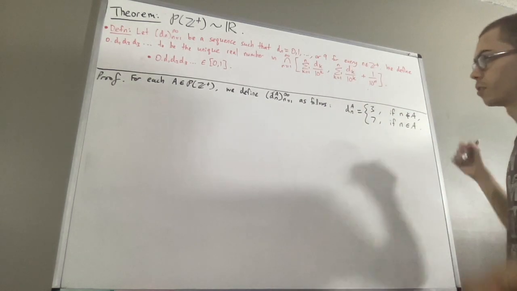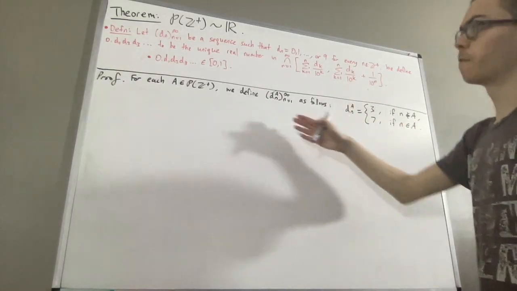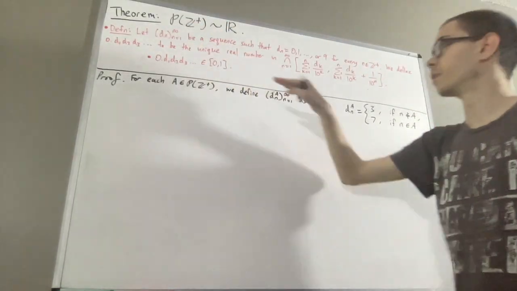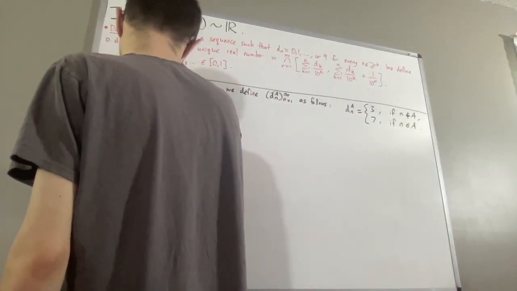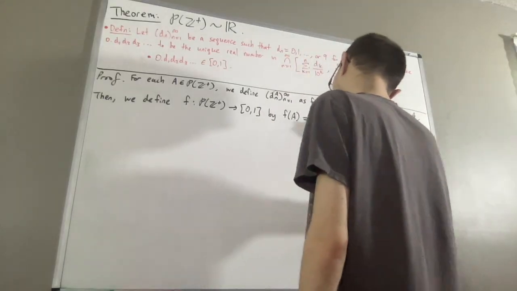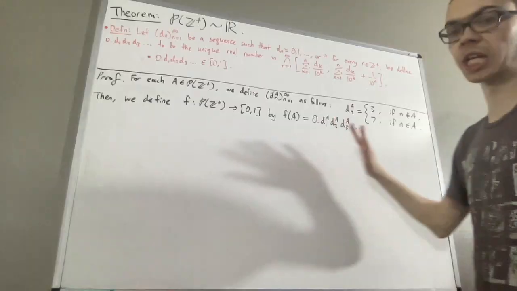So then, we use that idea. We're going to define a function from the power set of the positive integers to [0, 1] by doing that. We will prove that this function is injective.